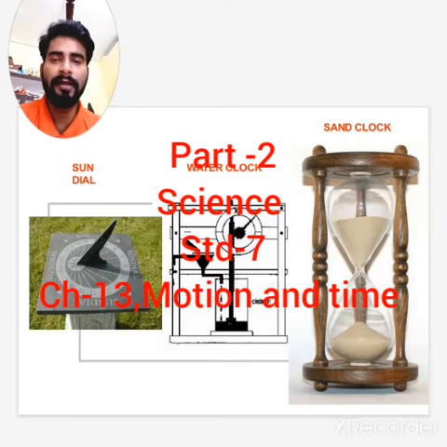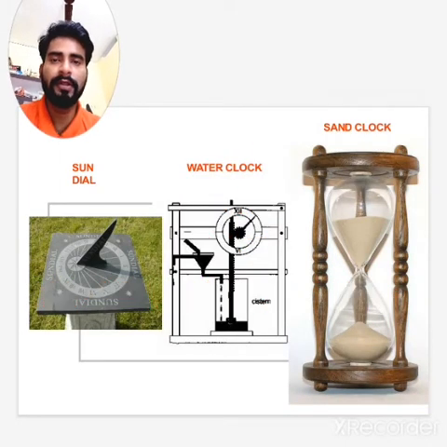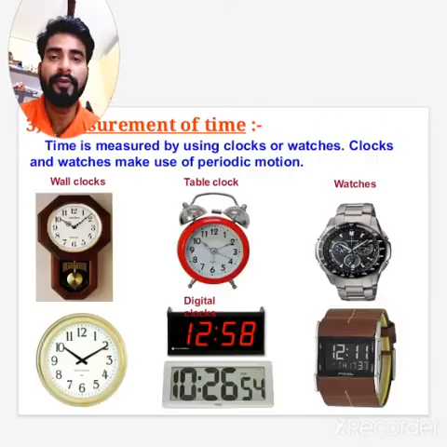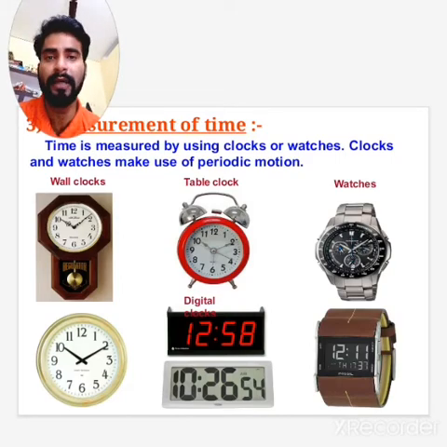In earliest times we used different devices to measure time, but all these devices were not perfect for measuring time correctly. So today we are using different types of watches and clocks to measure the time correctly, like digital watches, table clocks, watches, wall clocks. That means the wall clock is the picture of the pendulum clock. So we also use the pendulum clock. The pendulum clock was first introduced by Galileo Galilei.